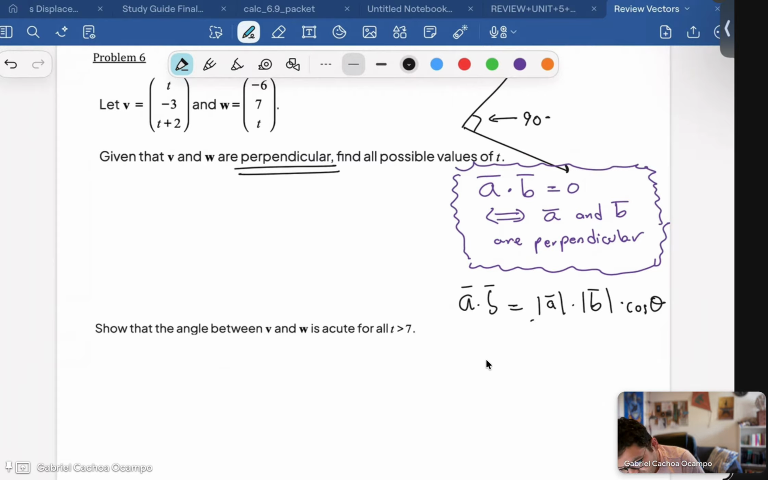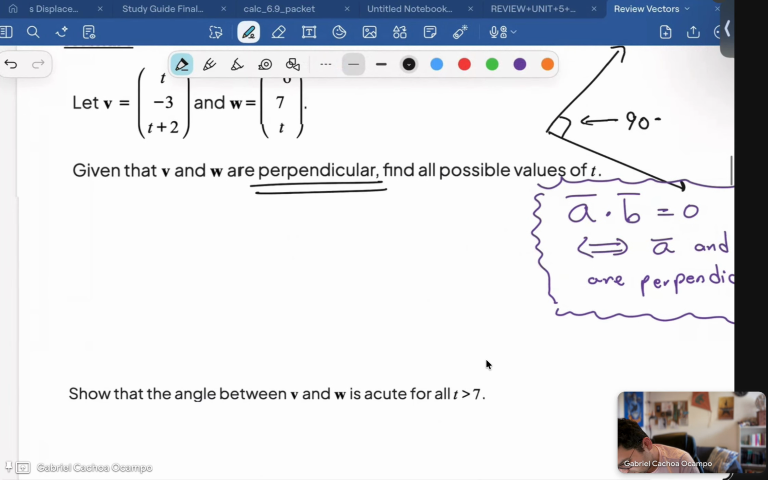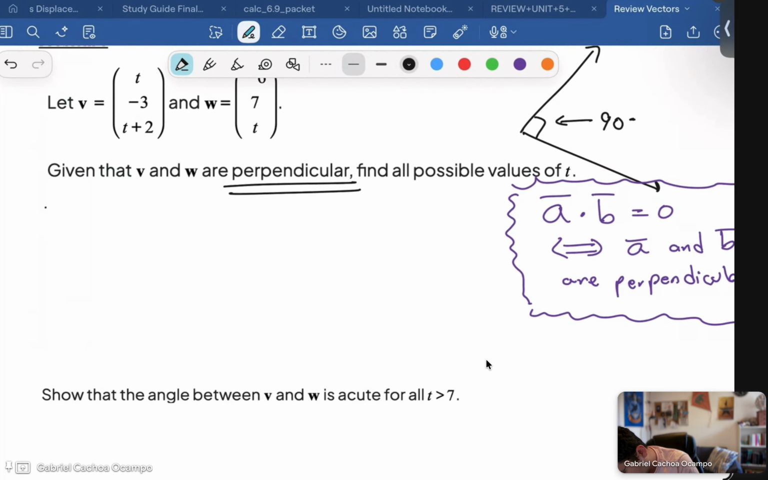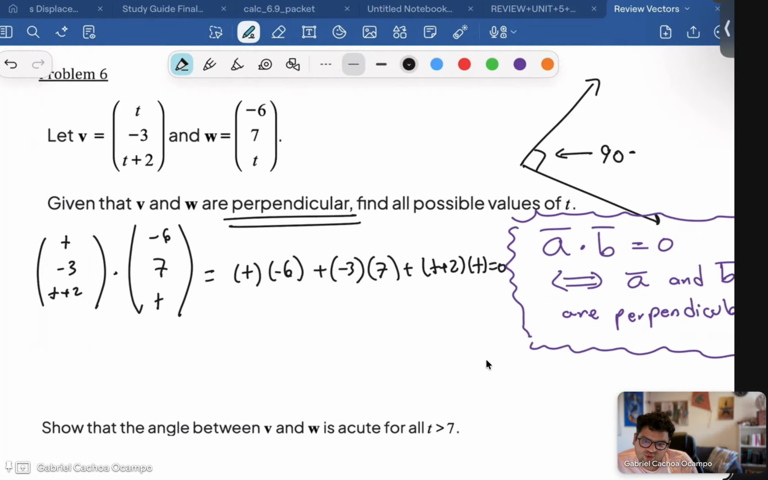So instead of using this way of writing the dot product, remember that we have two ways of writing it. The dot product of B and W, the dot product of (t, negative 3, t plus 2) and (negative 6, 7, t), is just t times negative 6 plus negative 3 times 7 plus t plus 2 times t equals 0. And you solve this, no?